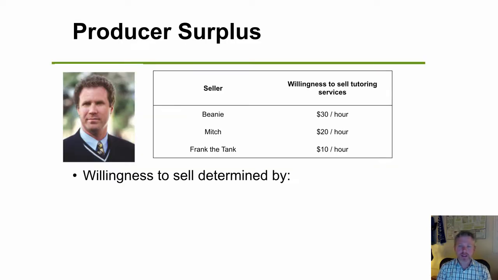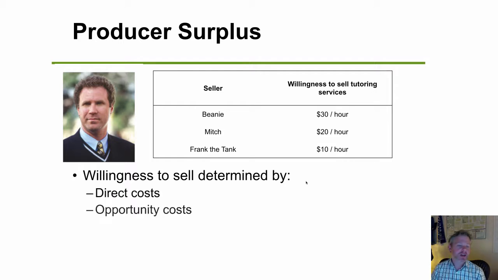So let's walk through this. Here are our three characters again, except this time they're going to be sellers. They're going to be selling tutoring services, all right? So Beanie has a willingness to sell tutoring services at $30 an hour. Mitch has a willingness to do it for $20 an hour, and Frank the Tank will tutor for $10 an hour. So their willingness to sell is determined by things like their direct cost and their opportunity cost.